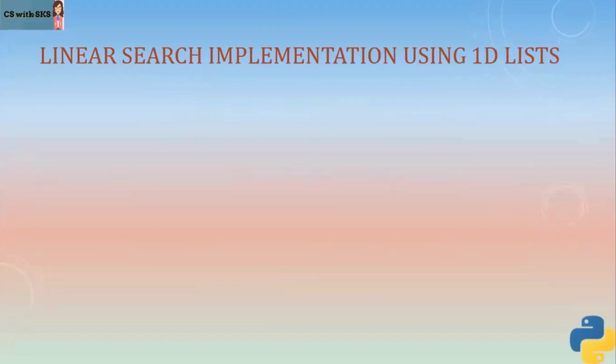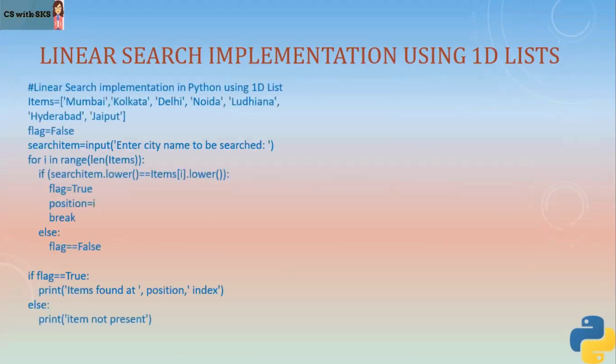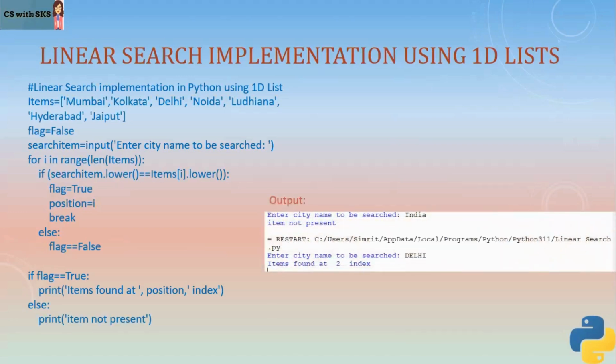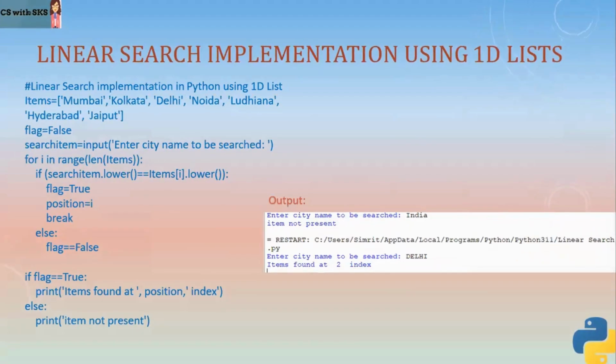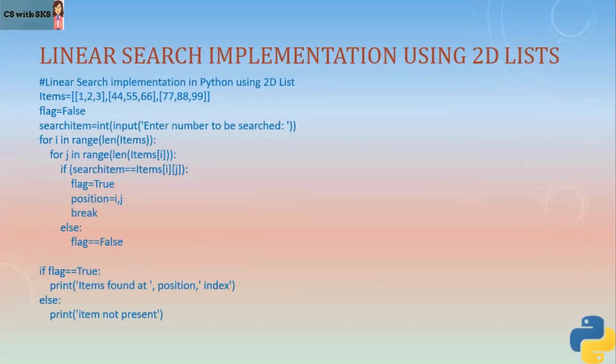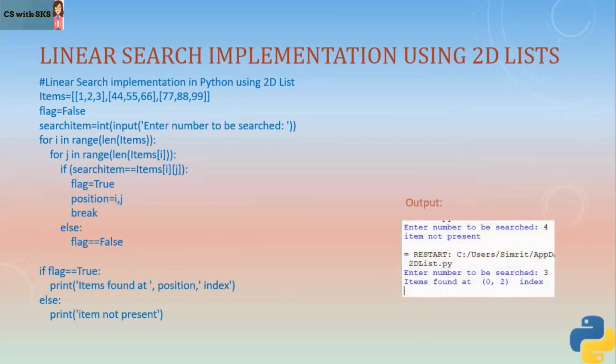Now we will see how we implement the linear search algorithm using Python with the help of 1D arrays, which are 1D lists. And also we will look at how we implement it using 2D lists. Okay, so there is a program ready to use for you. However, I will take you to the Python shell also, and I will show you how we implement this. So this is the output for this program. Okay, and also there is a 2D list program created for you, ready to use.